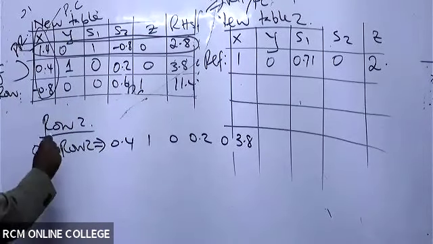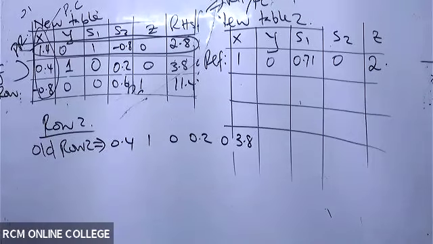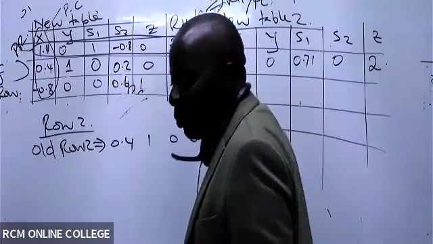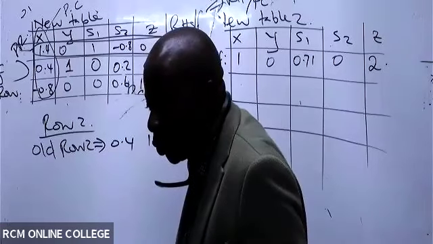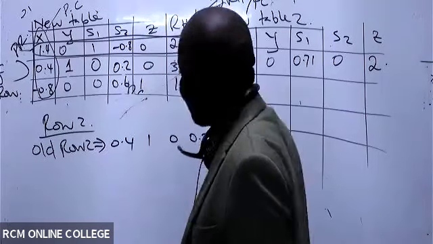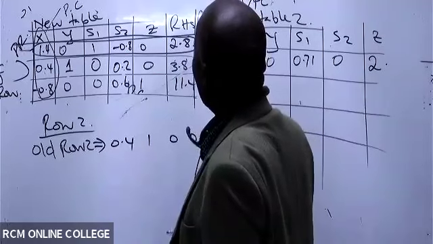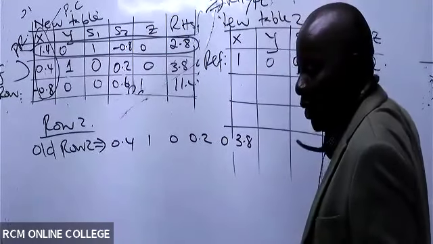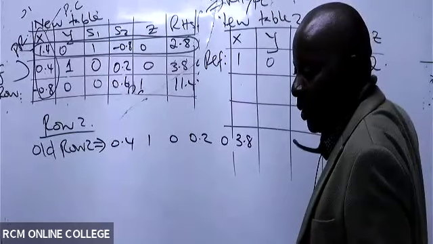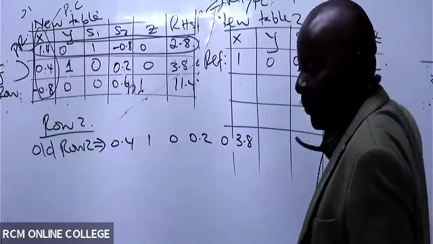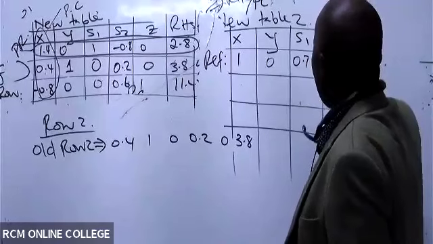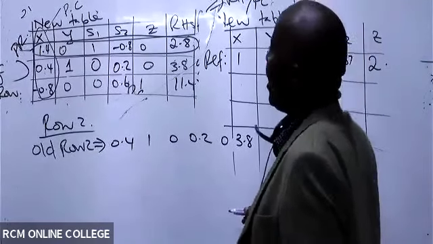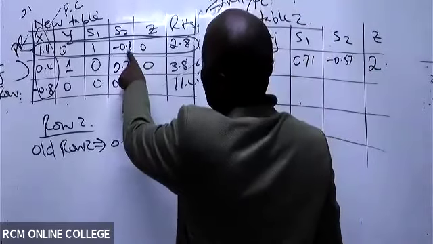Niambieni katika hii row number 2, pivot column iko wapi? Pivot column iko on top of which number? S2 is 0. S2 is supposed to be 0.57. I'm told it's supposed to be minus 0.57. Then that means that this figure is wrong.